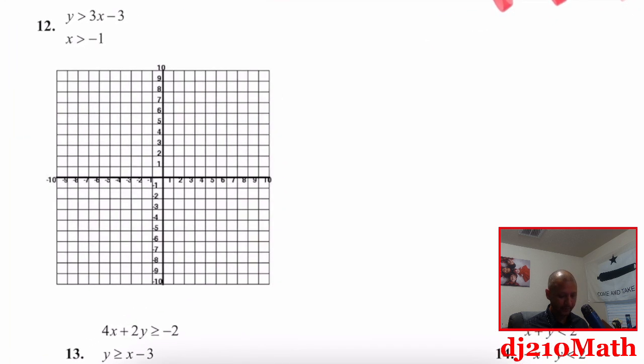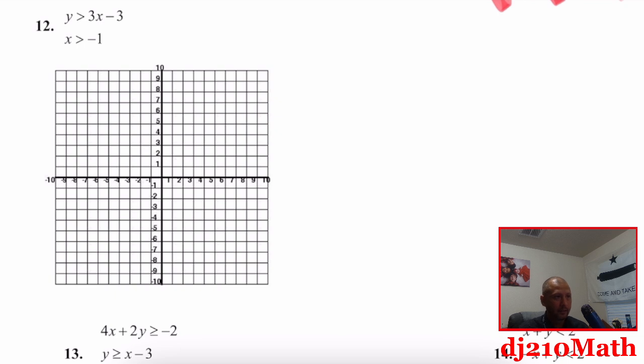Okay, 12. y greater than 3x minus 3. It's already by itself, the y is. So we see here that this is going to be y-intercept of negative 3. And up 3 over 1, the slope, 3 over 1, up 3 over 1. And the other direction. And we shade above this line.